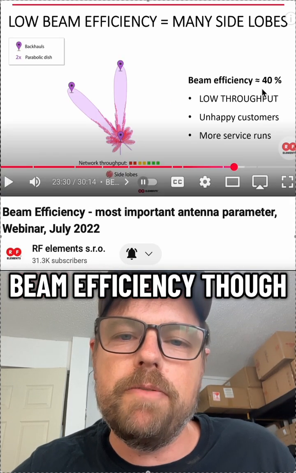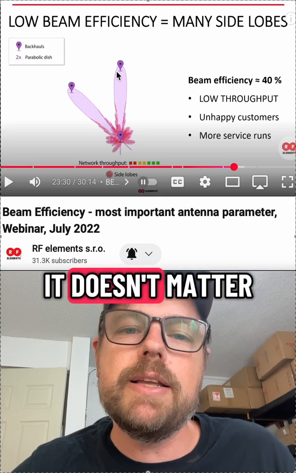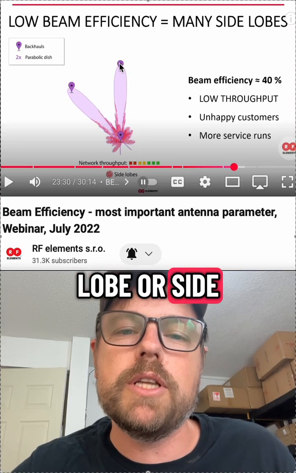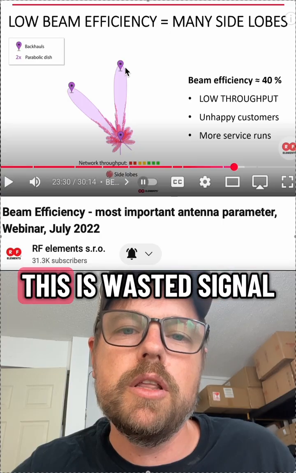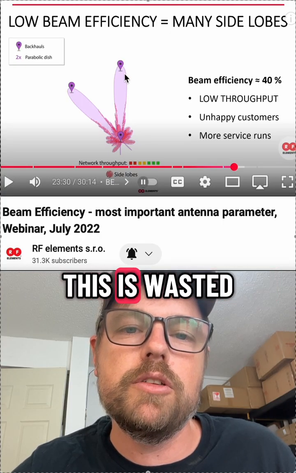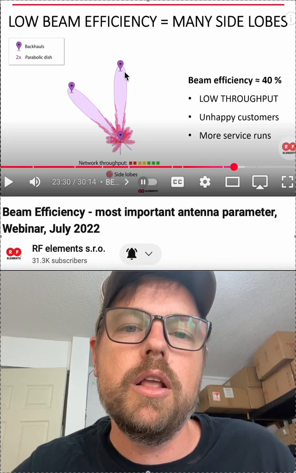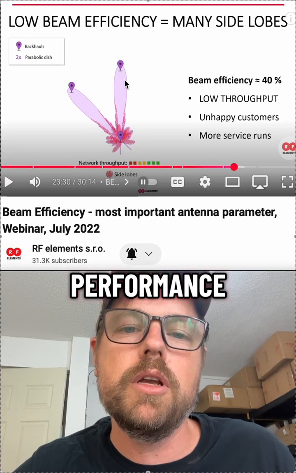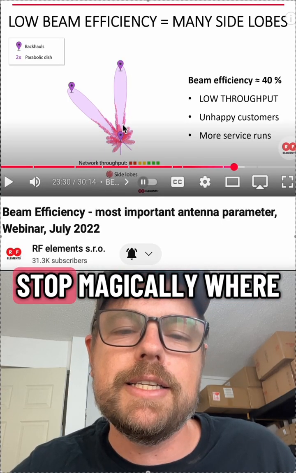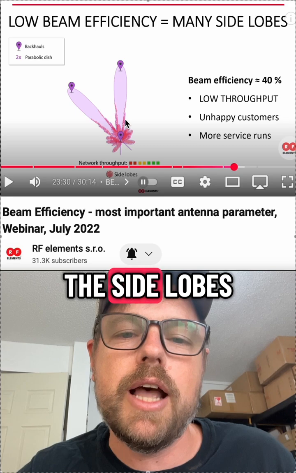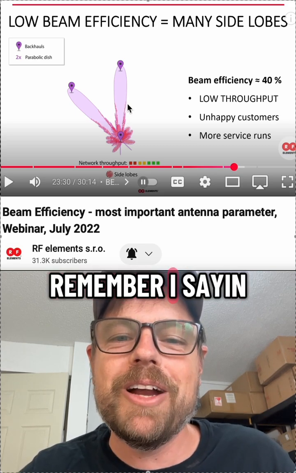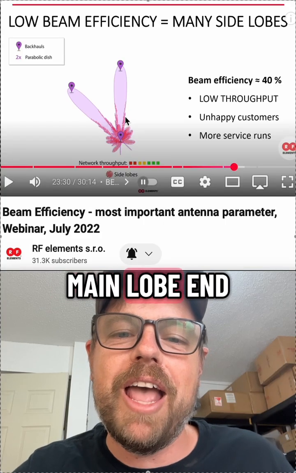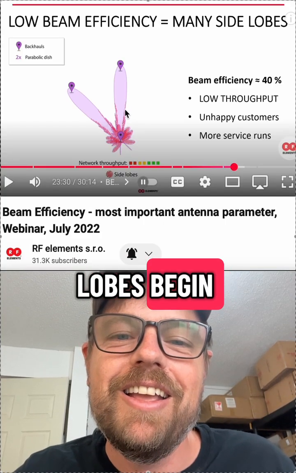It's not the beam efficiency, though. It doesn't matter if it's main lobe or side lobe or whatever. Here is noise. This is wasted signal. This is wasted energy. This is poor performance. The noise doesn't stop magically where the side lobes supposedly end. So again, remember I was saying, where does the main lobe end and the side lobes begin?